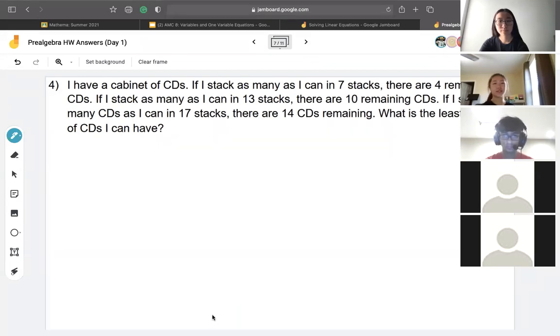So the fourth question is, I have a cabinet of CDs, and if I stack as many as I can in 7 stacks, there are 4 remaining CDs. If I stack as many as I can in 13 stacks, there are 10 remaining CDs. And if I stack as many CDs as I can in 17 stacks, there are 14 remaining. What is the least amount of CDs I can have?